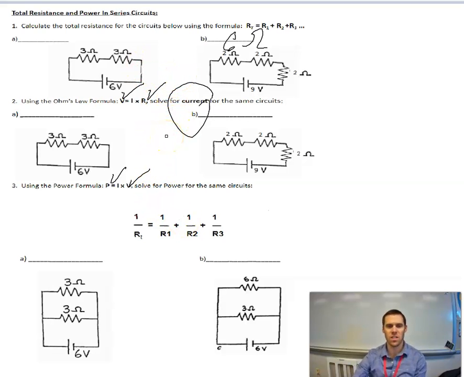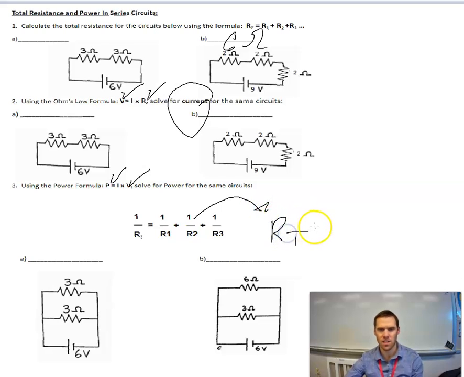Calculating total resistance in parallel circuits is a little bit more of a challenge. We've got this formula to deal with. It's not as easy as just adding up all of these resistors, so please keep that in mind. So let's look at this formula, and the first thing that you do when you see this formula is to rearrange this algebraically.